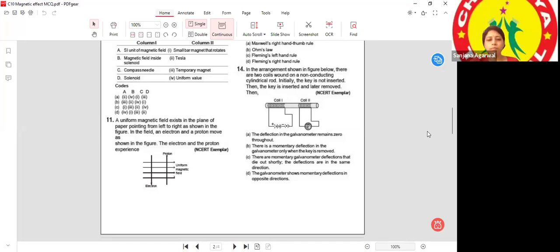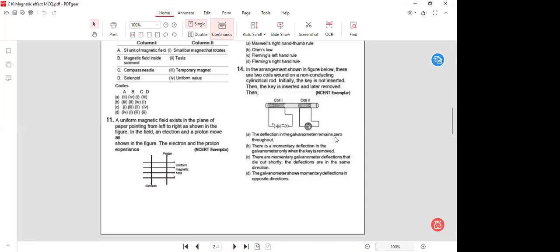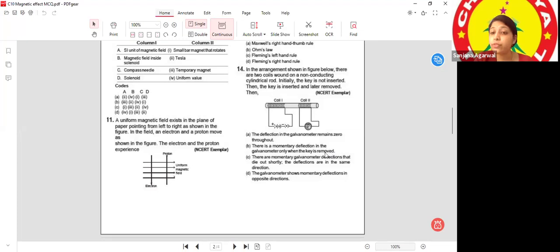No, why are you getting confused? See, when we inserted the key, the current rose from 0 to a certain value. When we removed the key, the current reduced back to 0. So the magnetic field strength first increased, then decreased. So two opposite directions will be shown by the galvanometer, right? And not only when it was removed, when it was inserted also. So option D would be correct. Okay, ma'am.